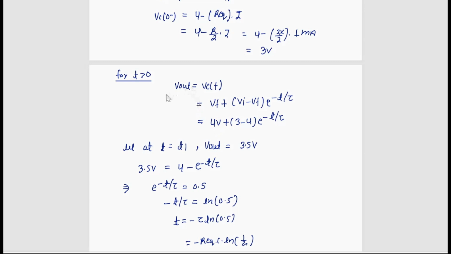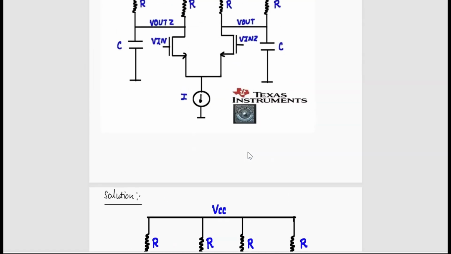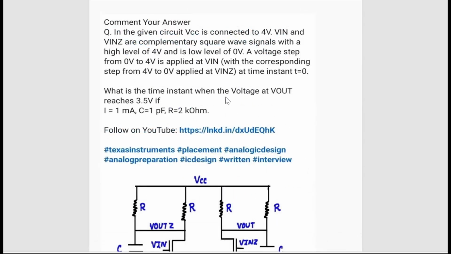We know that for a first order circuit, we can write the capacitor voltage as V final plus (initial minus final) into e to the power minus t by tau. The whole current will steer to the left transistor, so Vc final will be 4 volt. The initial is 3 volt and the final is 4 volt. Now suppose at t equal to t1 they are asking for 3.5 volt. In the question they ask at what time instant the voltage V out reaches 3.5 volt.